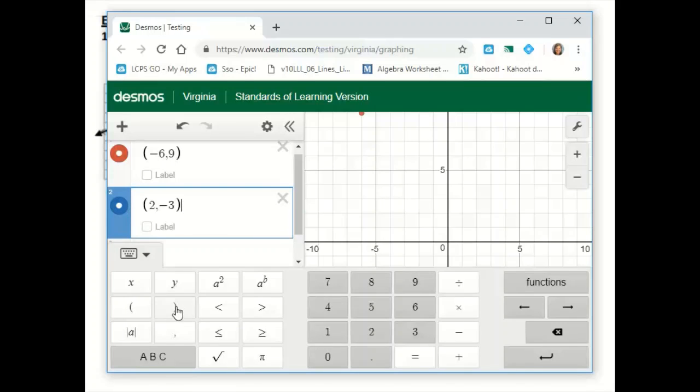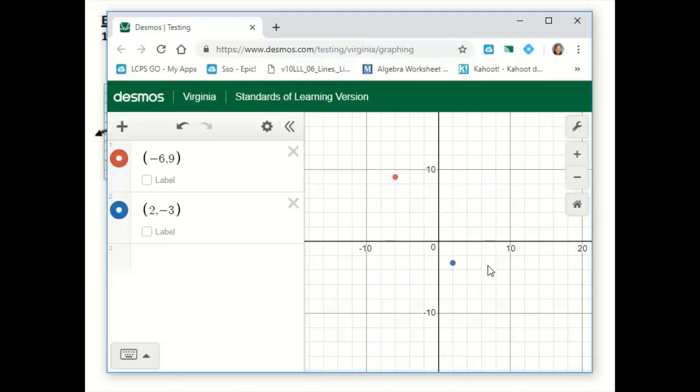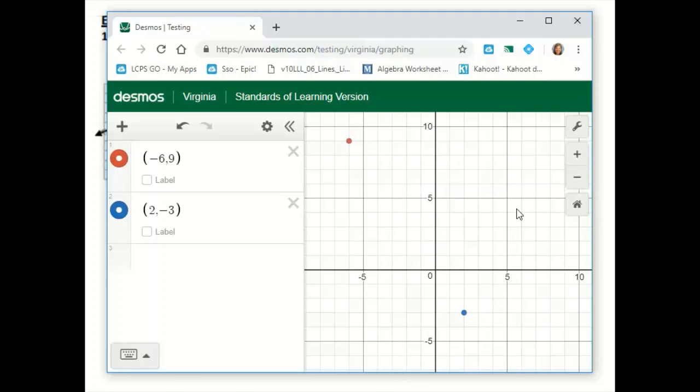-3, close the parentheses. And then I'm going to click here, and I only see one of the points. If that happens, up there's the other one up here. I'm going to zoom out a little bit, just so I can see both points. You might have to play with it a little bit. Okay, so now I'm going to count. And remember, I always want to start on my left. So I'm going to start with this left point, and I'm going to count.